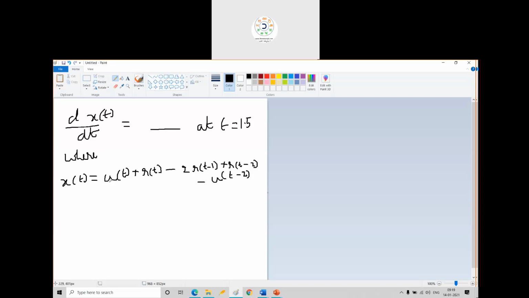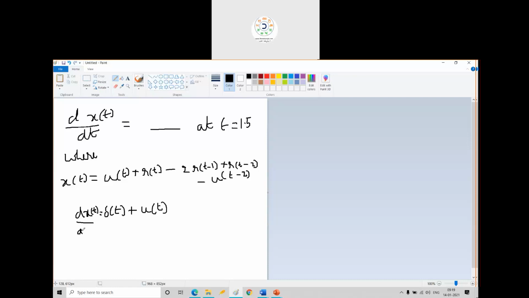We know that the derivative of the unit step function will be the delta function, that is delta of t. Then the derivative of r of t, which is the ramp function, will be the unit step function. So I am going to write that. What I am writing now is dx of t by dt.